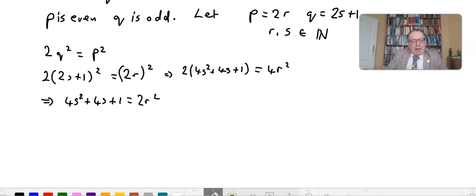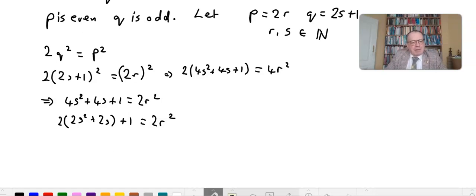And if we expand the brackets, that means that 2 lots of (4s squared plus 4s plus 1) equals 4r squared. And if I divide both sides by 2, I discover that 4s squared plus 4s plus 1 equals 2r squared. And if we look at our final line of working, if I factor out the 2 there, I've got 2 lots of (2s squared plus 2s) plus 1, which is the same as the left-hand side, which equals 2r squared.